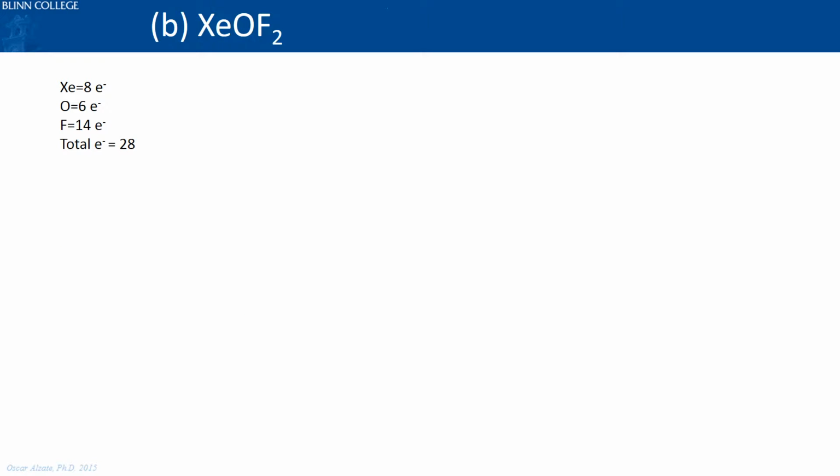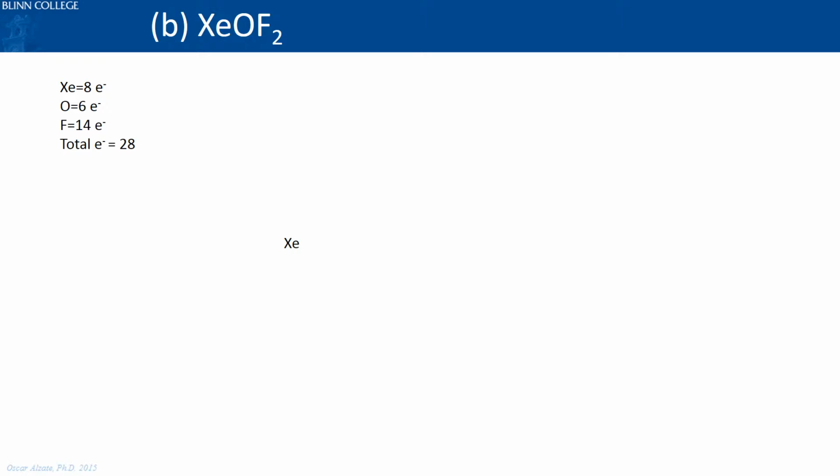Our next molecule is xenon oxydifluoride. Xenon has 8 electrons. It is a noble gas. Oxygen has 6 electrons. Fluorine has 7, but we have to multiply times 2 here because we have 2 of them, and we get 14 for a grand total of 28 electrons.